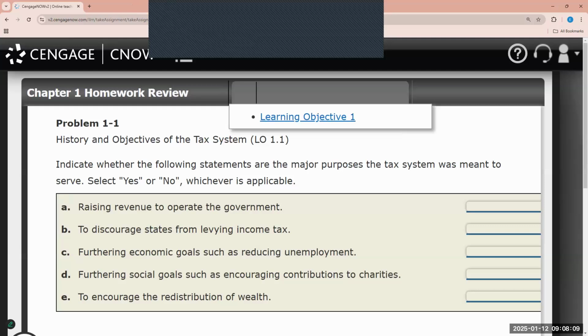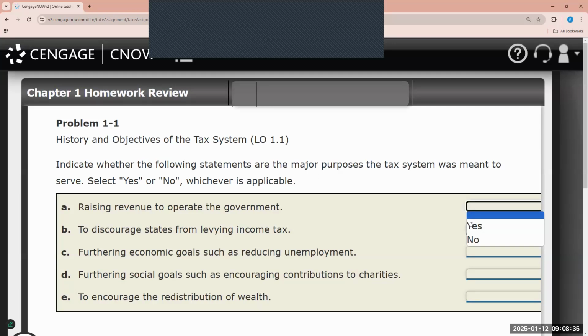This question states, indicate whether the following statements are the major purposes the tax system was meant to serve. Select yes or select no. So here we see the first option asks us about raising revenue. As we know, one of the main things about taxation is obviously to raise revenue for the government, but it's multifaceted. So A is obviously yes, this is one of the purposes of income taxes, to raise revenue.